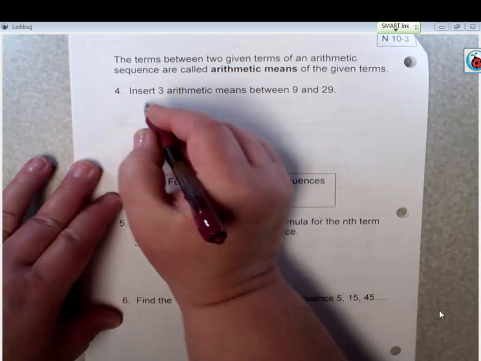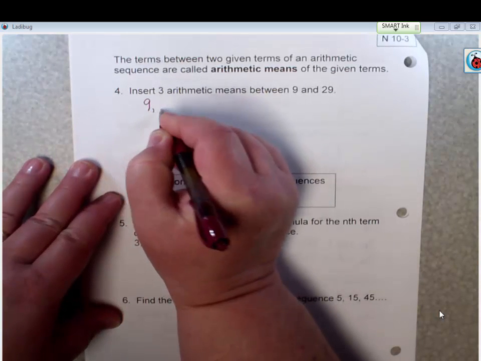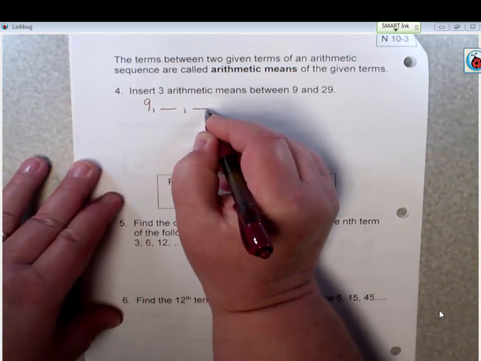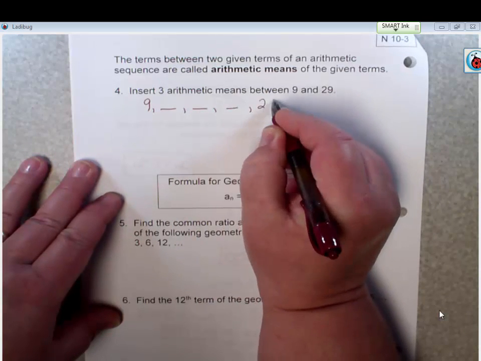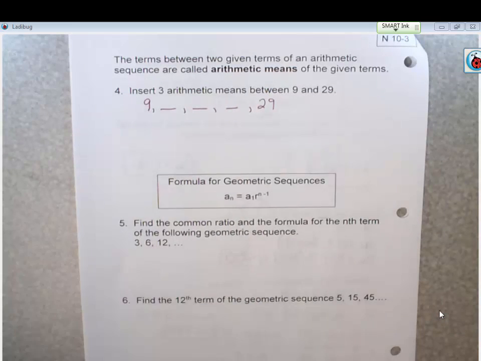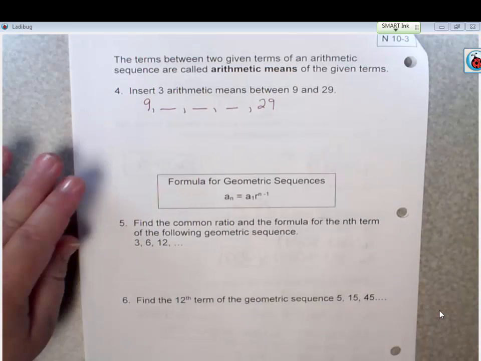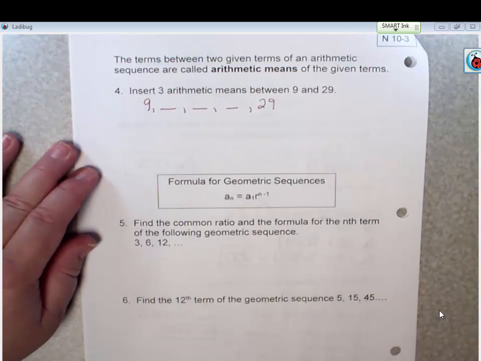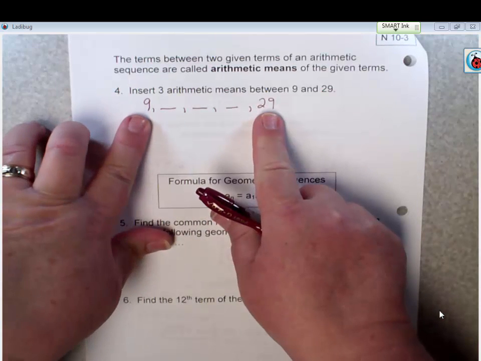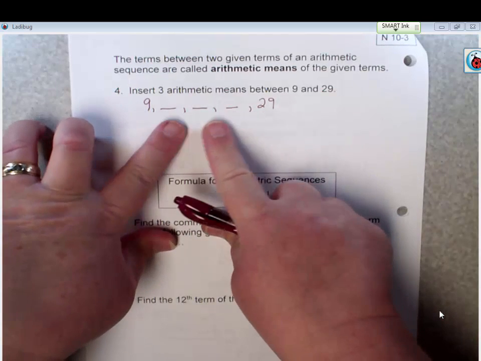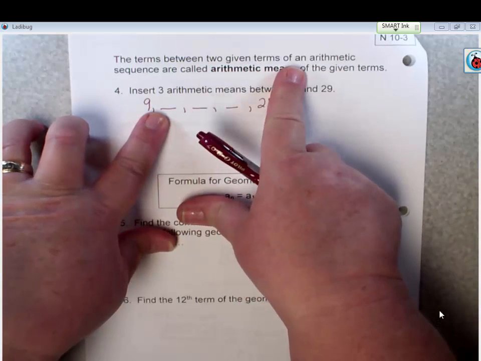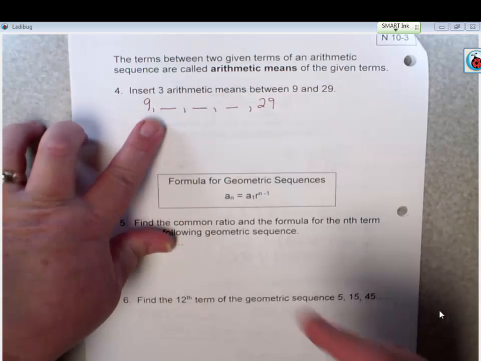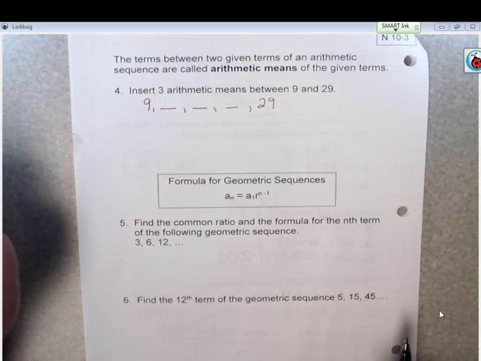So we're going to start here at 9. We're going to insert 3 terms between them. Okay, so these are my two given terms, 9 and 29, and we're putting 3 arithmetic means, that means the 3 terms between them. Okay. All right.